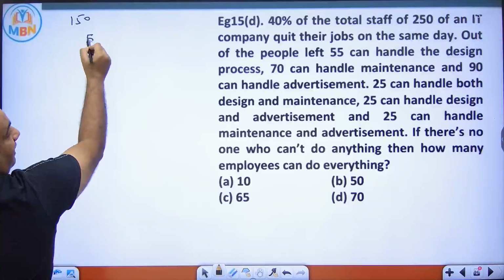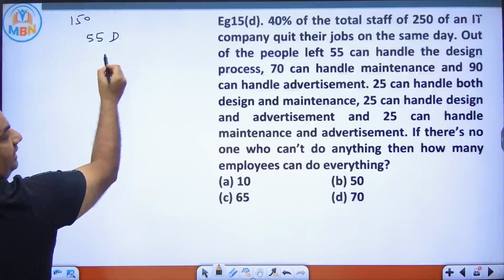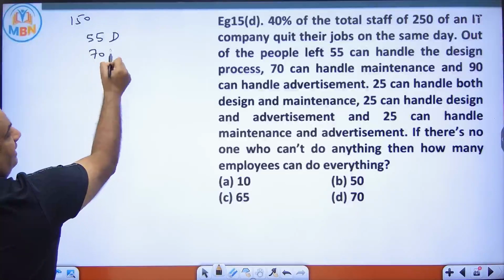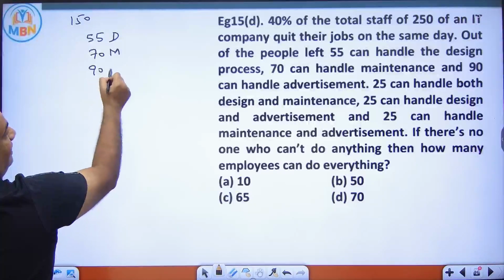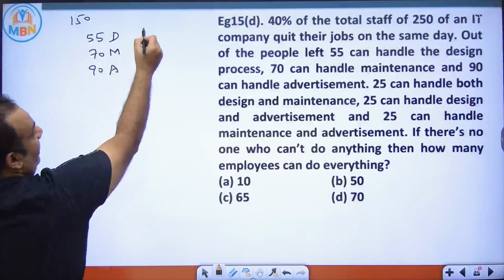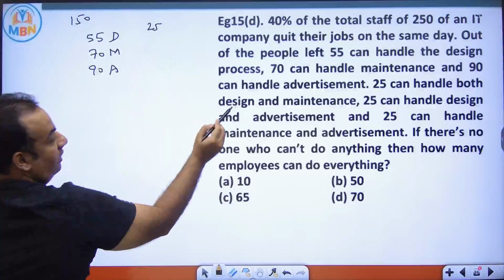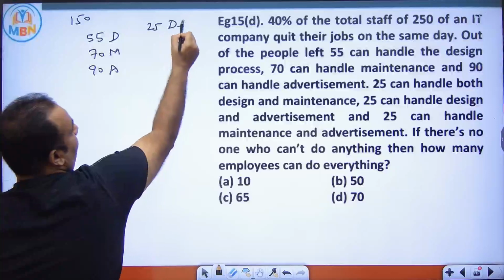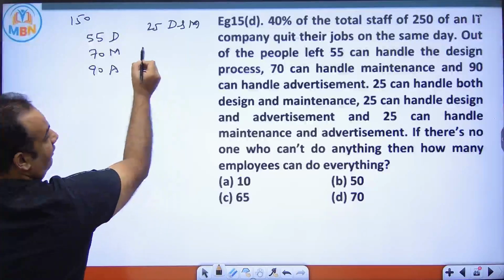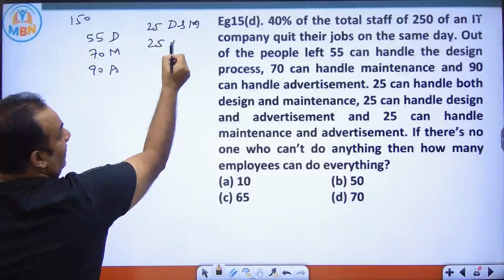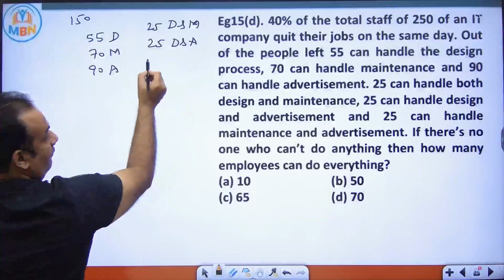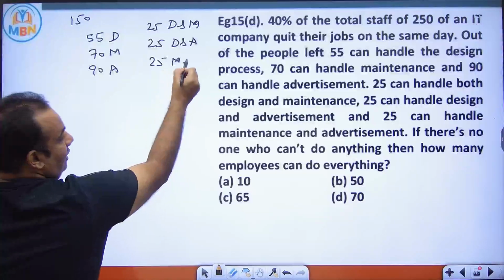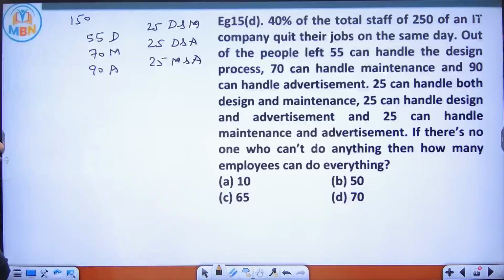Now 55 can handle the design process. I'm using D. 70 can handle maintenance. I'm using M. 90 can handle advertisement. I'm using A. 25 can handle both design and maintenance. 25 can handle design and advertisement. 25 can handle maintenance and advertisement. If there is no one who can't do anything.